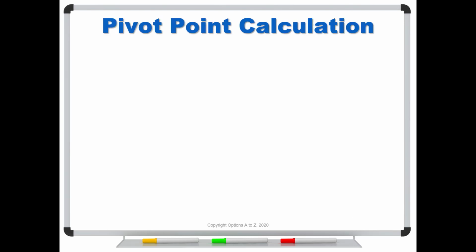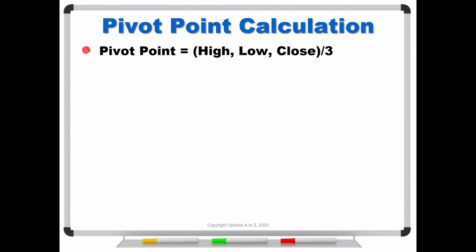So let's step through the calculations. We'll start with the pivot point first. To find the pivot point, you simply take the high, low, close, and divide by 3. Notice that the opening price isn't used, which is a little bit of a curiosity. Most of your technical analysis is always open, high, low, close. But for the pivot points, we just look at high, low, and close.